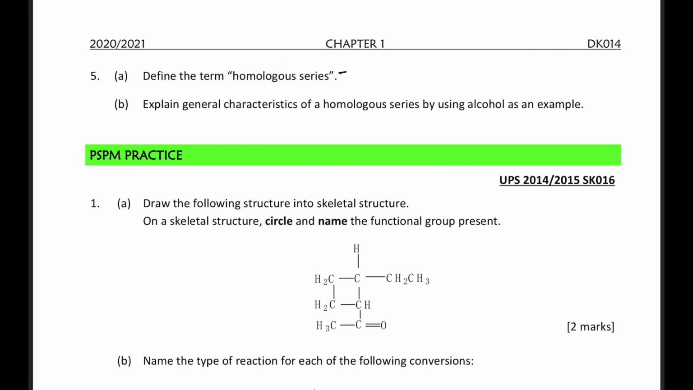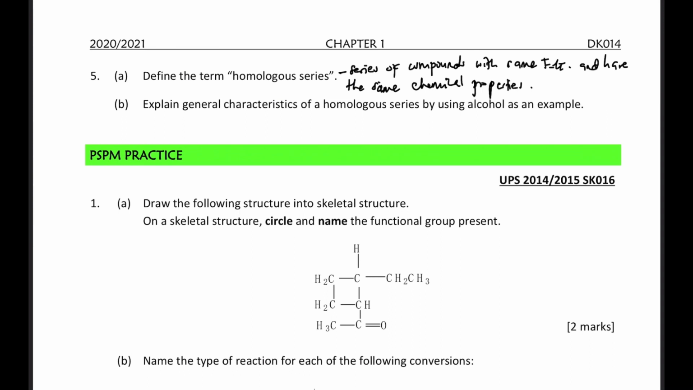Okay, next number 5. Define the term homolog series. So homolog series by definition adalah series of compounds with same functional group. And of course they have the same chemical properties. Cukuplah.